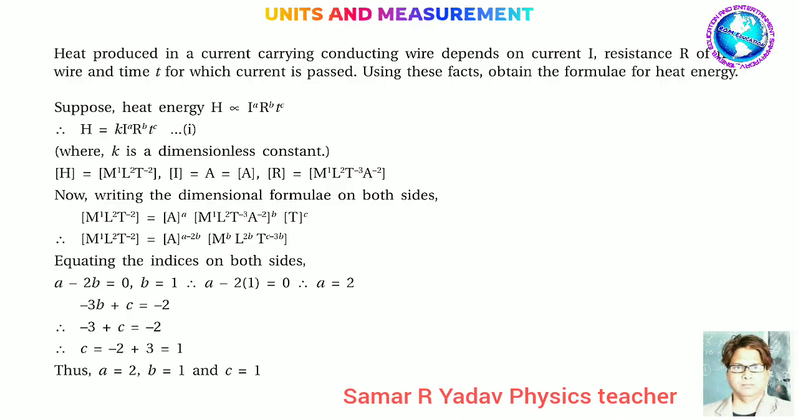Heat produced in a current carrying conductor wire depends on current I, resistance R of the wire and time t for which current is passed. Using this fact, obtain the formula for heat energy. Suppose heat energy H is proportional to I^a, R^b and T^c. Therefore, H is equal to K I^a R^b T^c, equation 1, where K is a dimensionless constant, and a, b, c belong to R.